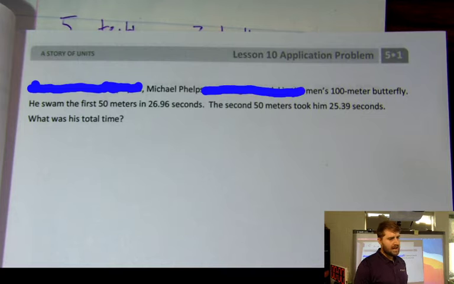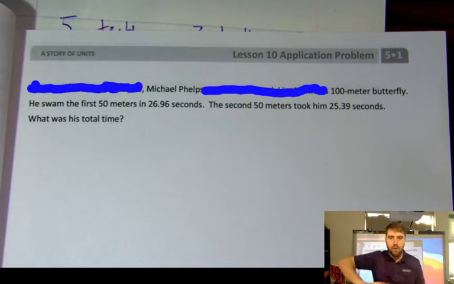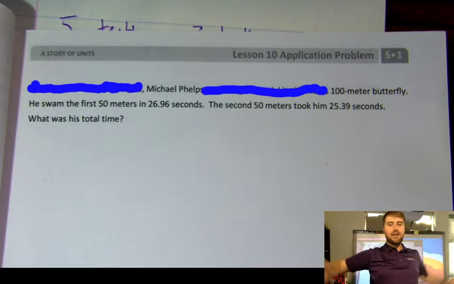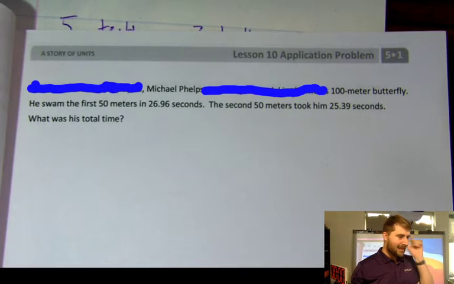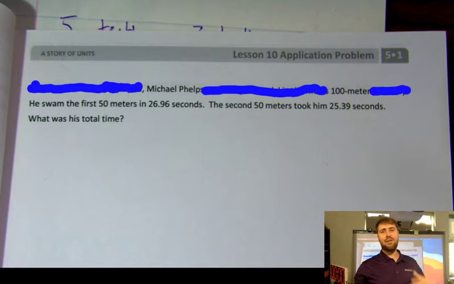Guess what? He's a guy, so he swam in the men's. Y'all, he swam 100 meters. The butterfly is a type of swim. It goes kind of like a butterfly. You go in and out of the water. I'm not very good at it, so I will never do it unless they make me. So I will cross out butterfly, because guess what? We don't really care what he swam.